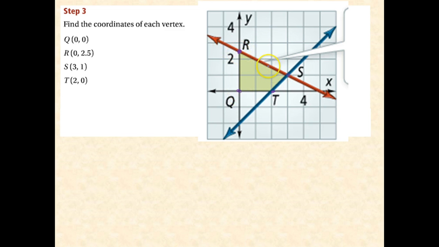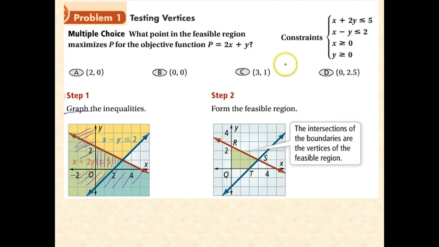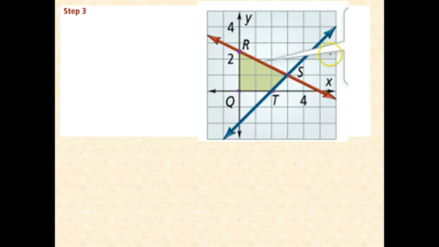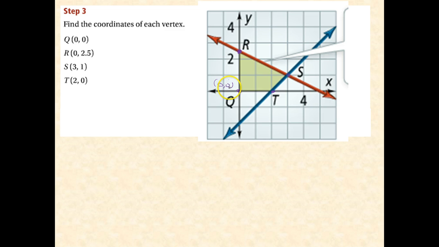They're inequalities when they're listed as constraints, but if you put an equal sign on these two and then solve them, you'll get the point where those two intersect. So we've got (0, 0), (0, 2.5), (3, 1), and (2, 0). Those are the coordinates of the vertices of our feasible region.